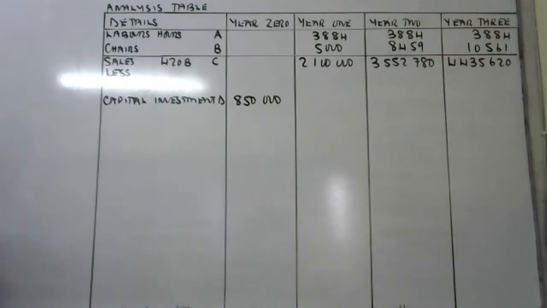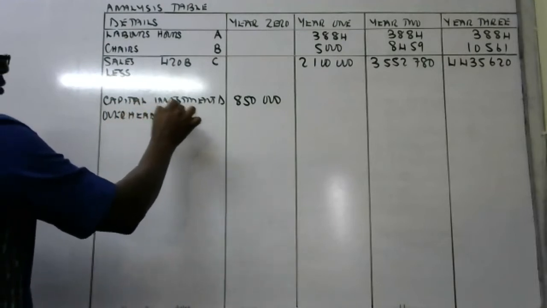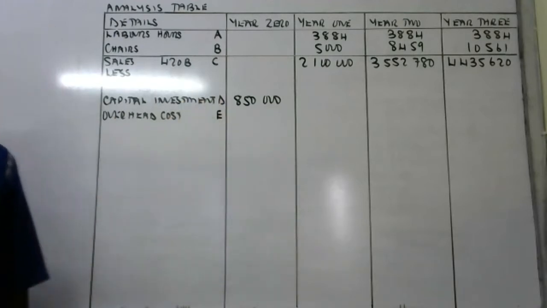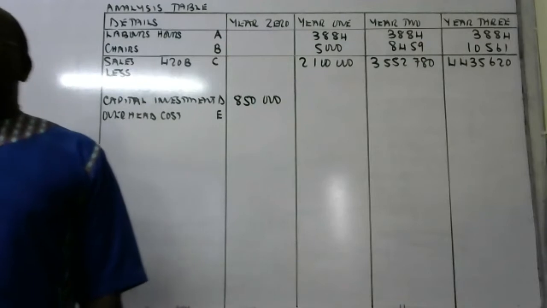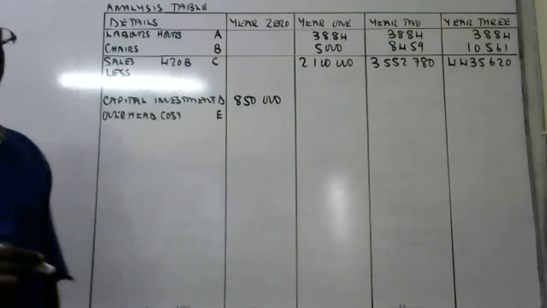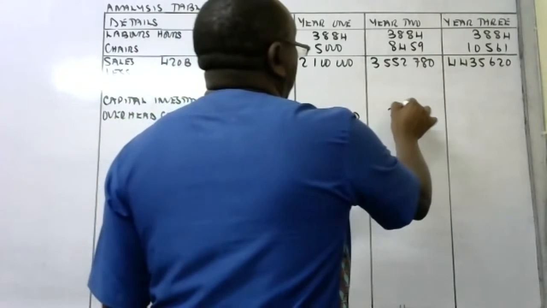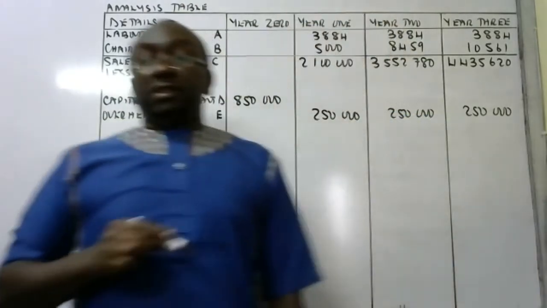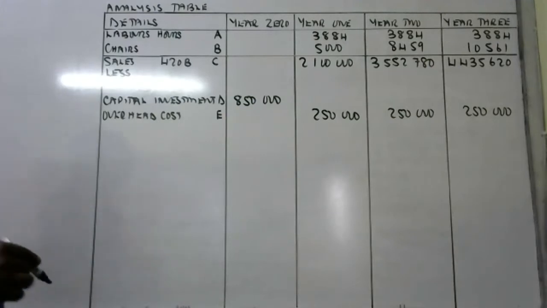The next one that we had come up with was overhead cost. Now overhead is also given as an annual figure, so we just call it E. That gives us 250,000, and we record it here every year from year one.